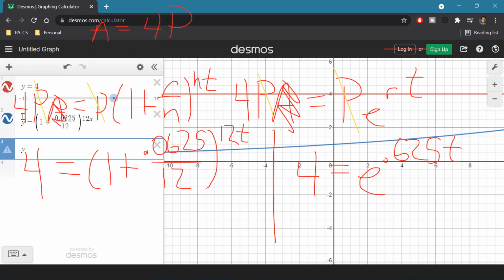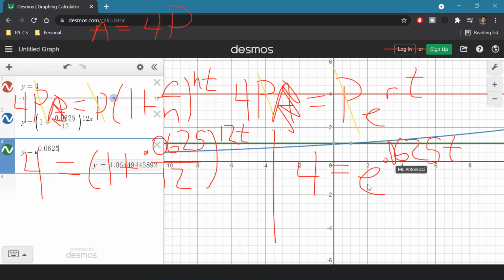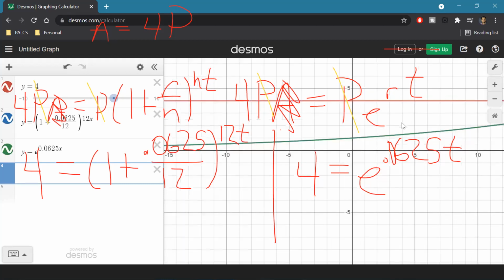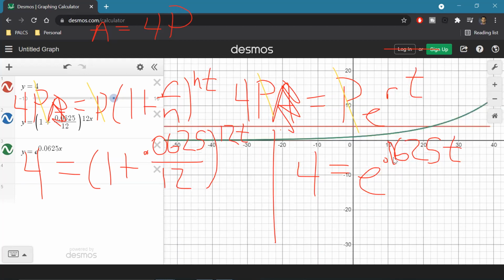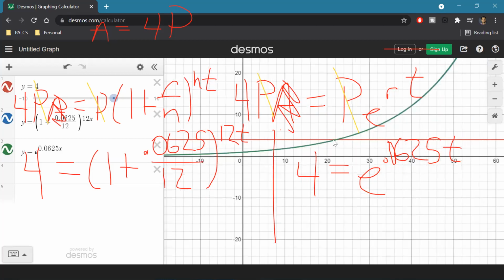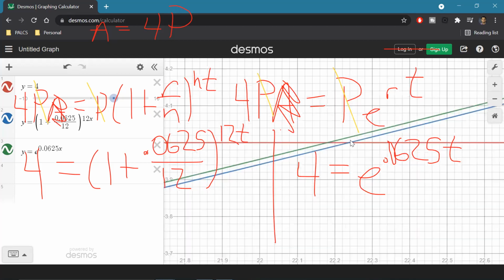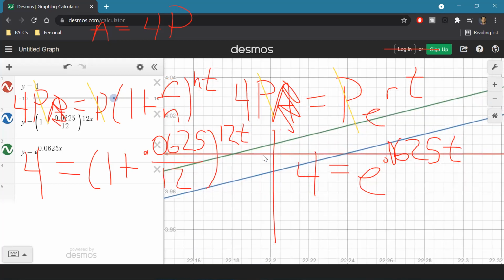And then this one is y equals e to the 0.0625x. I forgot to put the 0 right there, so be careful of that. Okay, and now if I turn this off, it looks like the blue one and the green one are right on top of each other, and they're pretty close. But what I'm going to do is solve for the intersection point where those are both equal to 4. And as I begin to zoom in, you'll see that they do not actually intersect at the same spot.